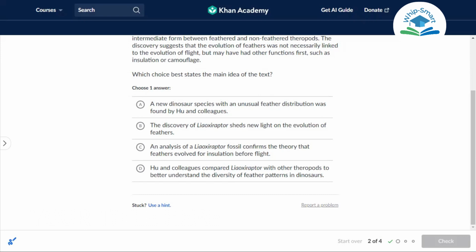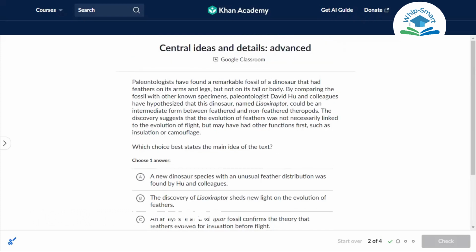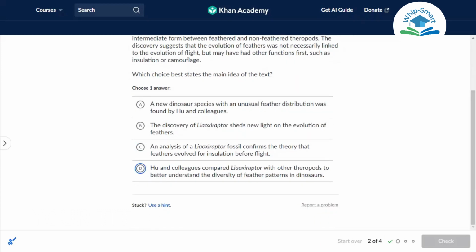So you want to keep B or move on from B to C? Sheds new light on, yes, ma'am. Okay. See the last sentence: the discovery suggests that the evolution of feathers was not necessarily linked to the evolution of flight, but may have had other functions first, such as insulation or camouflage. This is one piece of information and detail that you get from this new study. Okay, how about C?